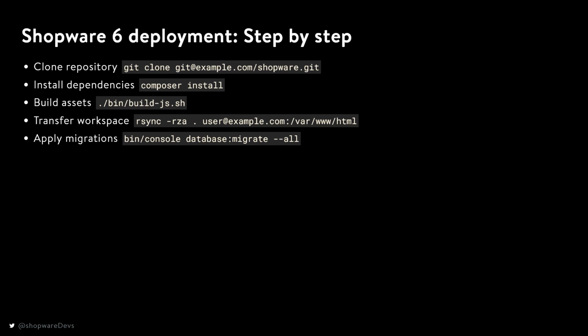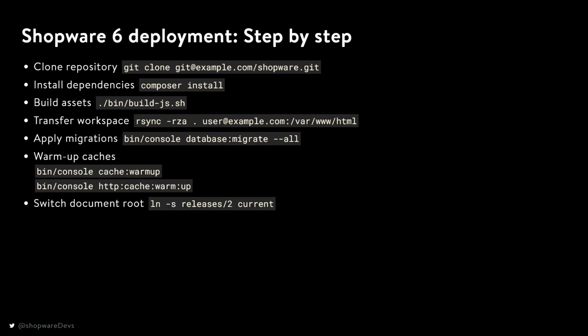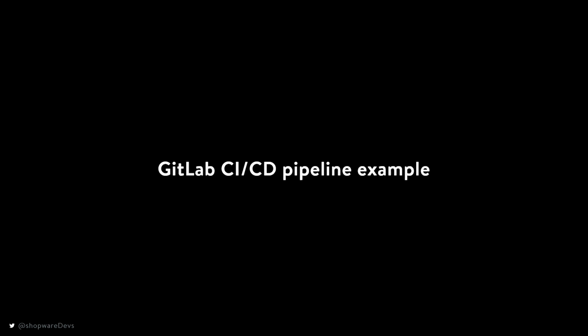version. Another optional but recommended step is warming up the caches so that the first user who visits the recently deployed version doesn't have to wait until the page is rendered for the first time. Now that all is done, it's time to go live with the deployed version. I'd like to show you how this would look like in a GitLab CI/CD pipeline.